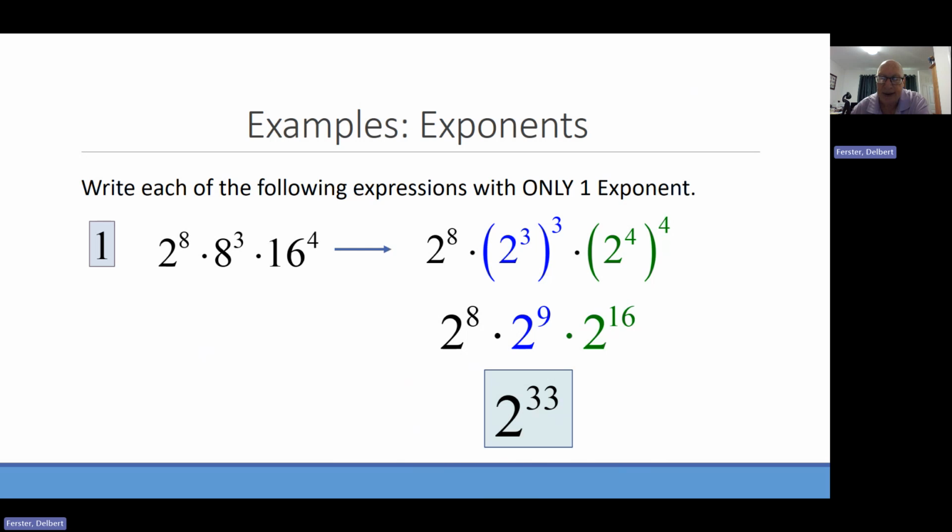I wouldn't expect you to write that as a number. We did exactly what we were asked to do. Found an answer with only one exponent.